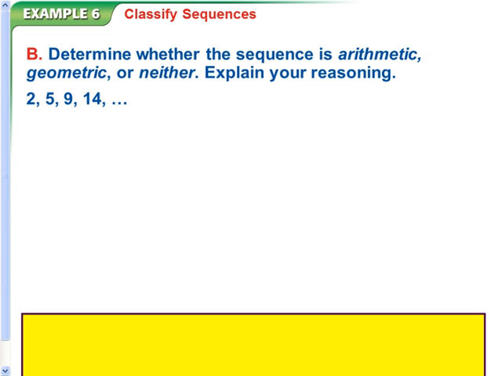How about this one? Okay, let's check to see if it's arithmetic first. This one is adding 3. Now we're adding 4. Okay, they do not have a common difference, so that doesn't work. Okay, let's try multiplication. So you would take 5 divided by 2 to figure that out. That's 2.5. 5 times 2.5 is 12.5. So that does not work. So this one is going to be neither. And why? It doesn't have a common difference or common ratio.